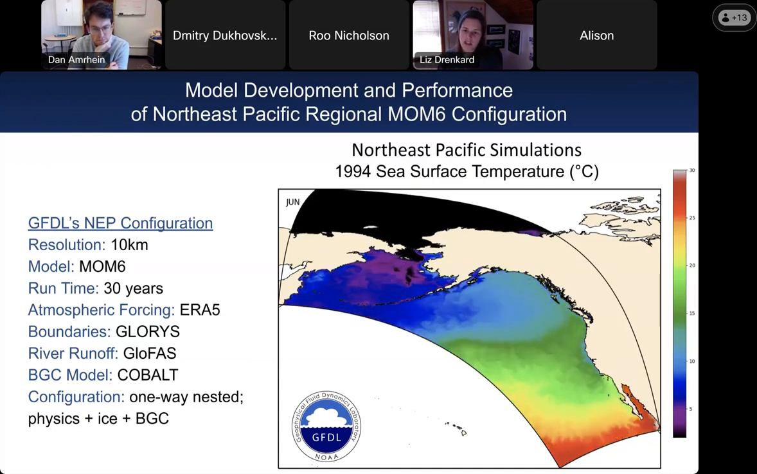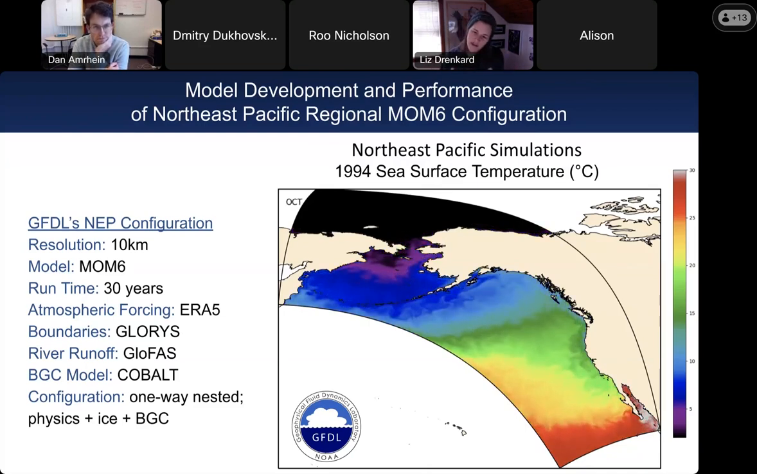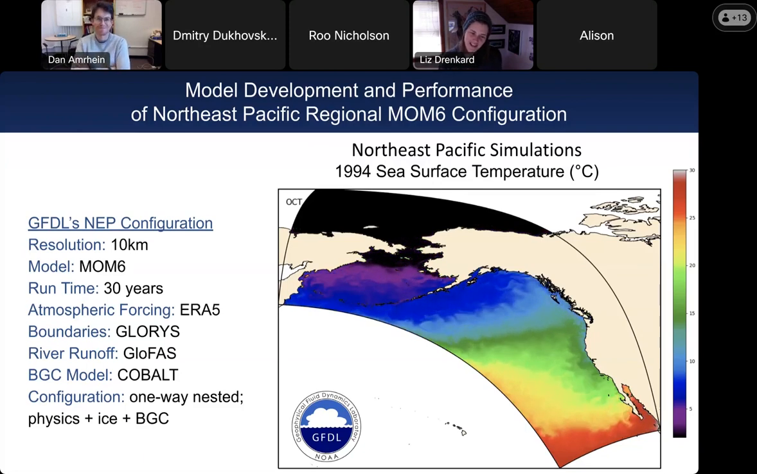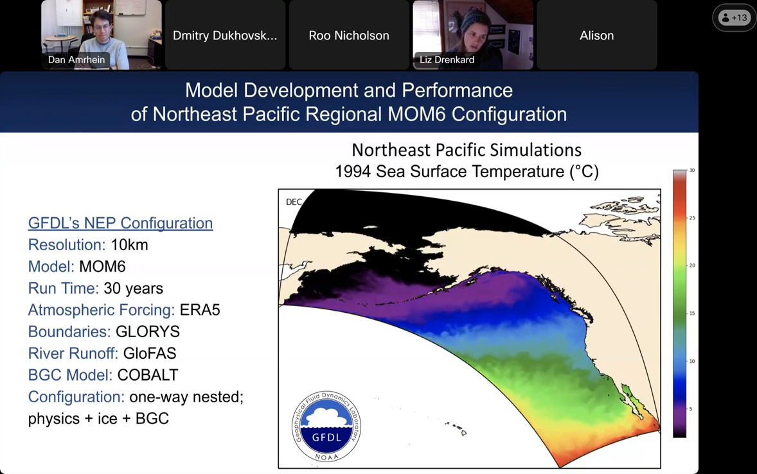So this is the extent of my domain. I usually tell people I think of regional modeling much like a recipe in baking. You have your configuration, and then you have how long you run it for, and a lot of times it blows up the first few times around, and it takes time, it takes practice. But for this NEP model, our resolution is roughly 10 kilometers in the horizontal. We're using the Modular Ocean Model MOM6, the ocean component of GFDL's Earth System model.